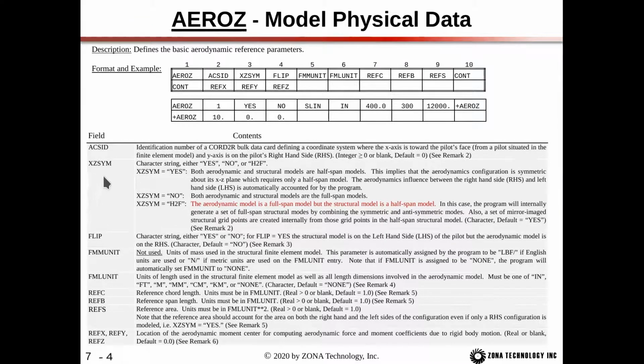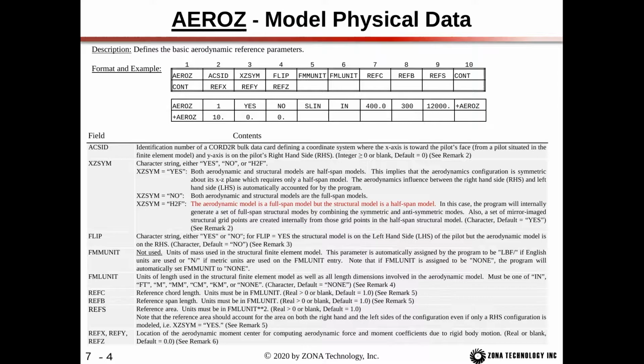Okay, next is the XZSYM field. We have 3 options. This is a character string. It can either be yes, no, or H2F. For yes, this says that the XZSYM is yes, so we have a symmetric model. So both the aerodynamic and the structure models are half-span models. So you'll usually see this with older models. So the structure model is half-span, and the aerodynamic model is half-span.